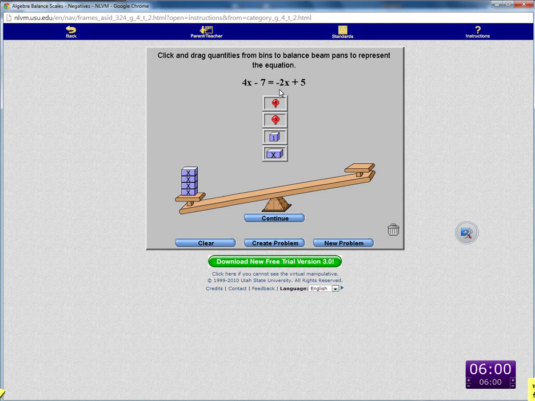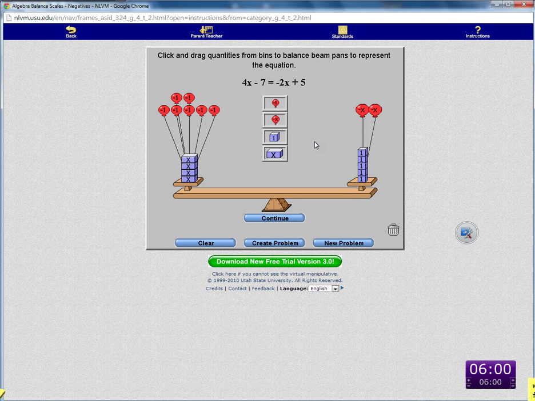Negative 2x is negative. Put two balloons underneath, two balloons that are marked x. Okay, and we got minus 7: 1, 2, 3, 4, 5, 6, and 7. And then plus 5: 1, 2, 3, 4, 5. Oh, it's balanced. Of course it is.